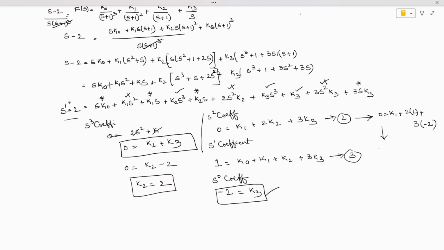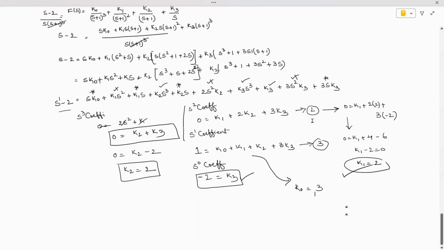So from here, if you solve, 0 is equal to k1 plus 4 minus 6, k1 minus 2 is equal to 0. Therefore, k1 is equal to 2. So this is the third unknown. Okay. So similarly, you substitute all this in this value, then you will get the value of k naught is equal to 3. So now substitute all these values in this coefficient, then we can write down the equation.